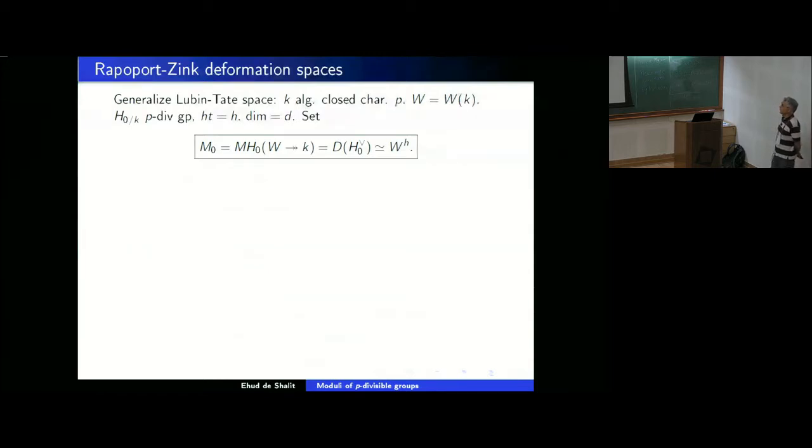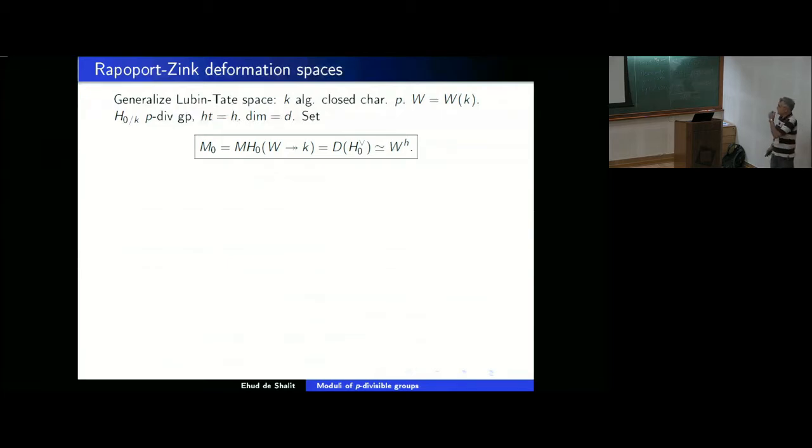As usual we denote by little k an algebraically closed field of characteristic p, by W its Witt vectors, and by H0 a fixed p-divisible group over k of height h and dimension d. It need not be formal now, it can be anything, and the dimension need not be 1. So the Lubin-Tate case was when the dimension was 1 and H0 was the unique formal p-divisible group of height h in dimension 1.